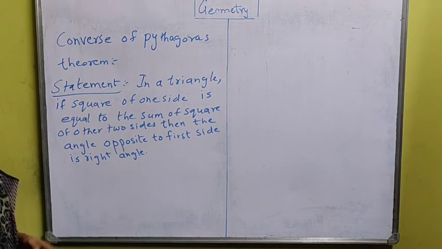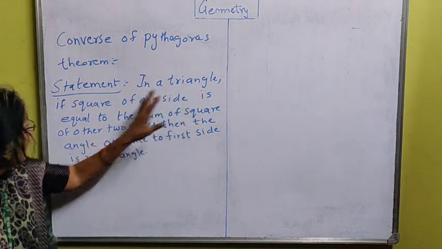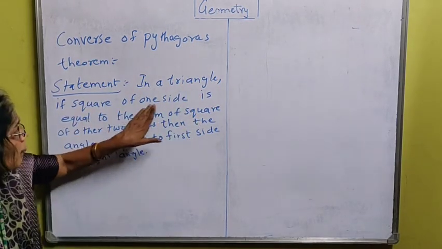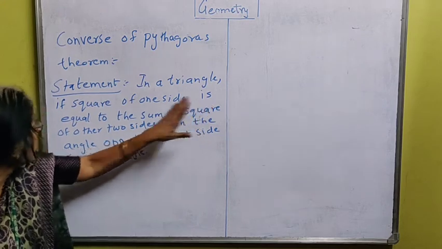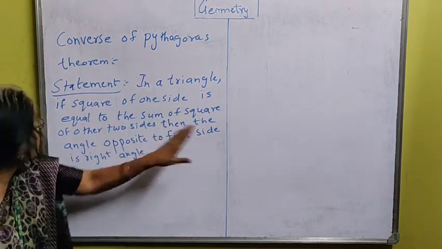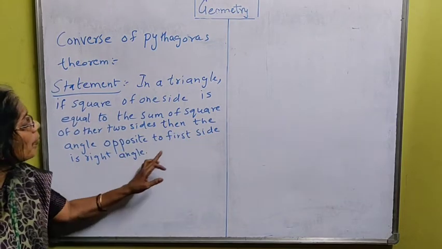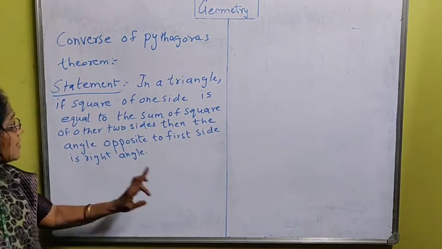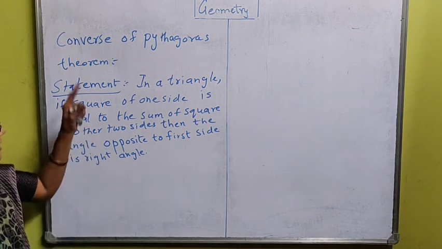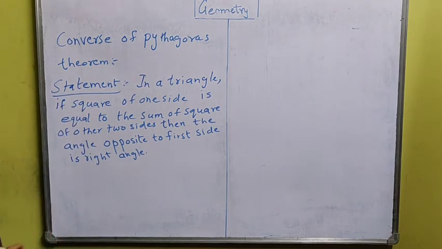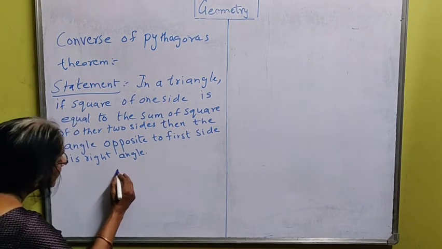So now let us see the statement. In a triangle, if the square of one side is equal to the sum of the squares of the other two sides, then the angle opposite to the first side is a right angle. So this is the statement. So we need to draw a diagram.